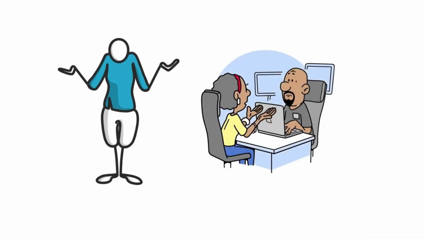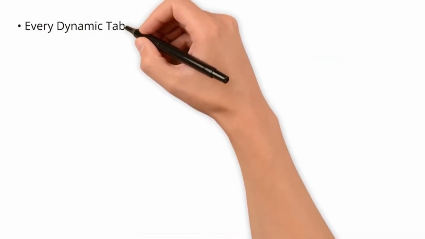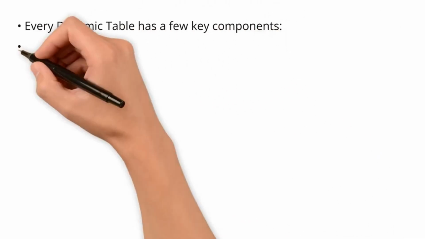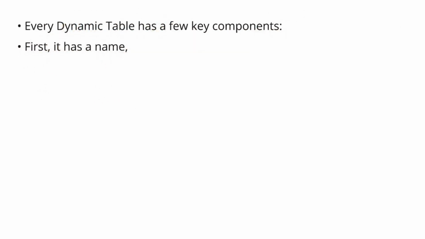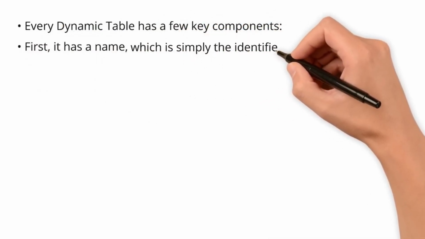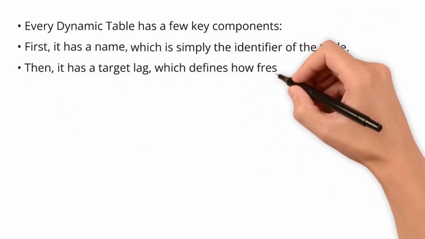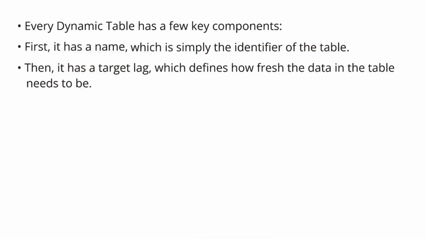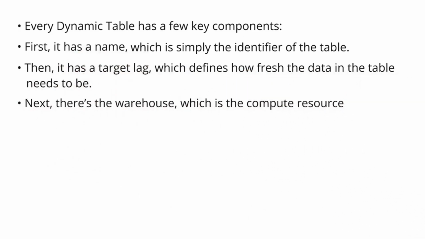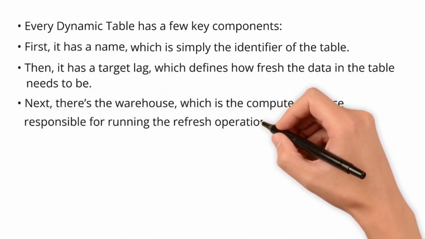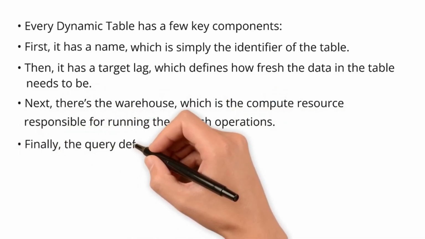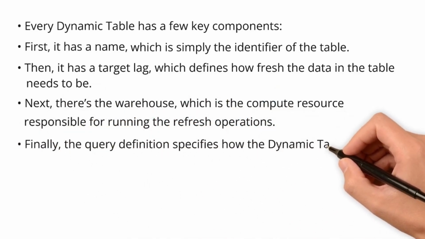A clear answer is, every dynamic table has a few key components. First, it has a name, which is simply the identifier of the table. Then, it has a target lag, which defines how fresh the data in the table needs to be. Next, there's the warehouse, which is the compute resource responsible for running the refresh operations. Finally, the query definition specifies how the dynamic table is populated.